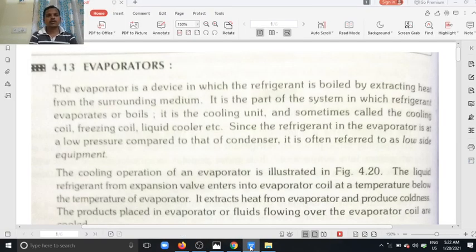Good morning to all. Today our topic is on evaporators. Evaporator is a part of the refrigeration system. It is located on the low pressure side of the refrigeration system. It is located in between the expansion valve and compressor.